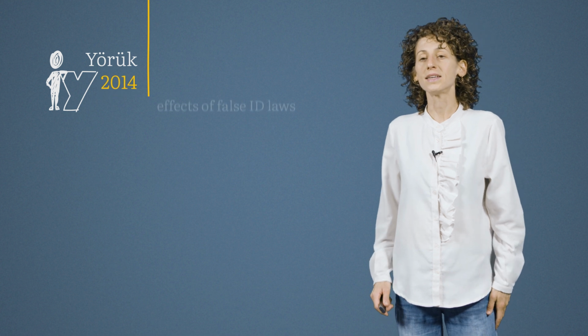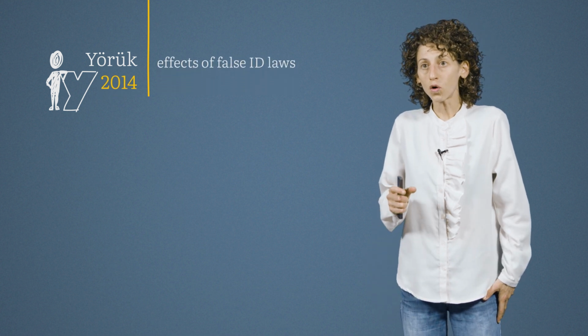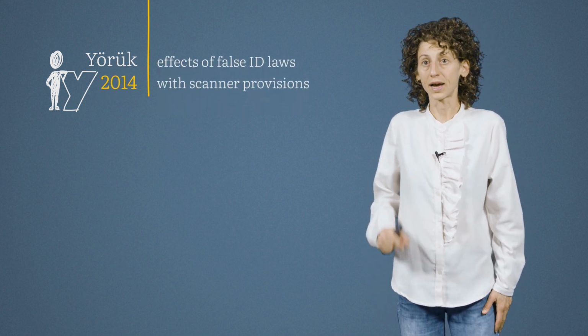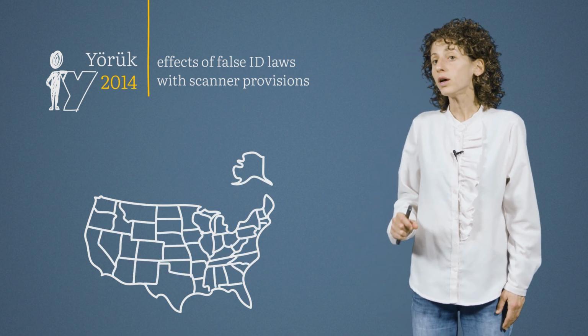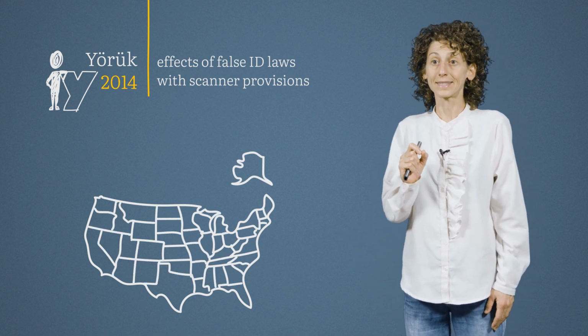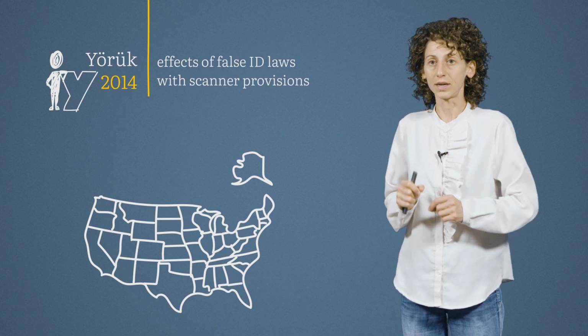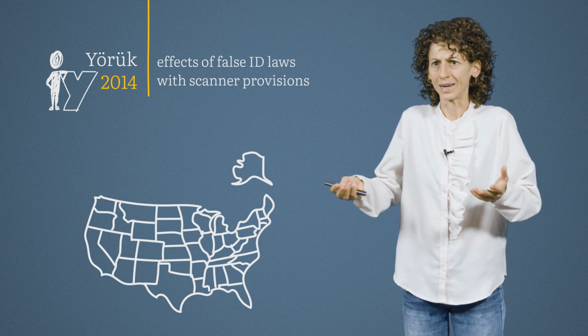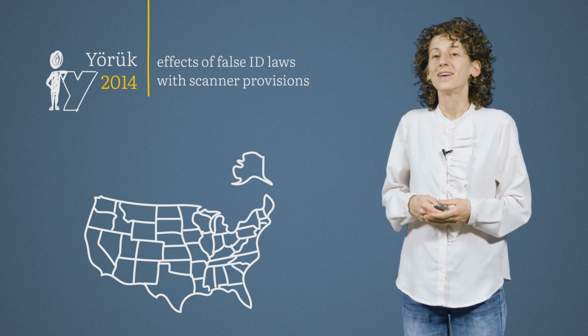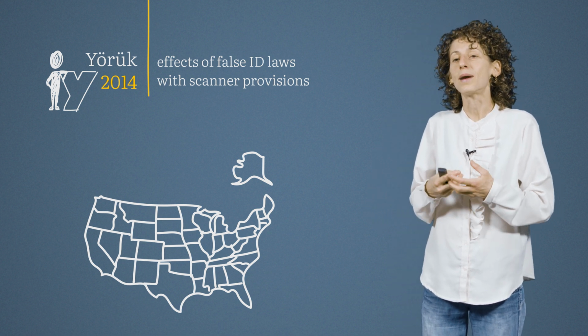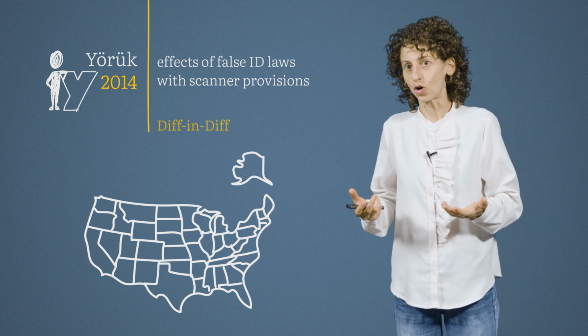Let's start with the 2014 Yoruk study, which analyzed the effect of false ID laws with scanner provisions across some US states. The goal is to see if these scanners can curb underage drinking by making it more difficult to use fake IDs. To this aim, Yoruk applied the diff-in-diff methodology.